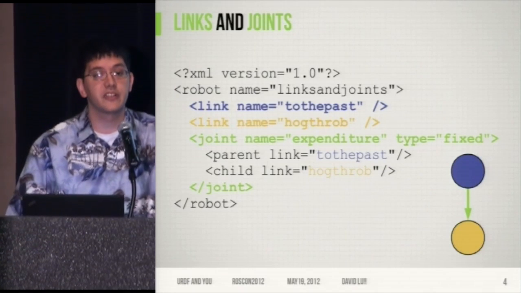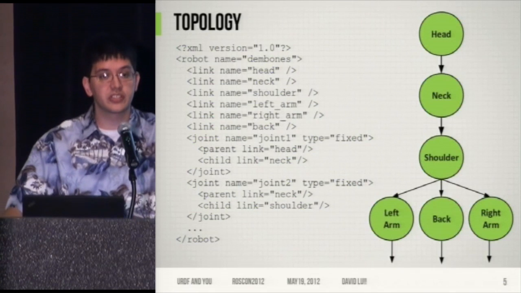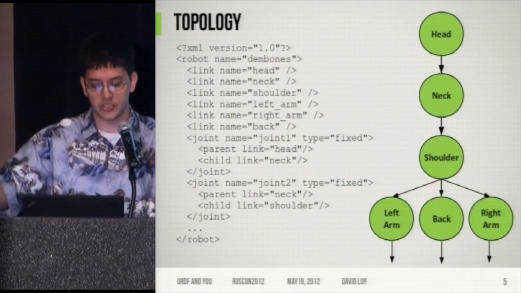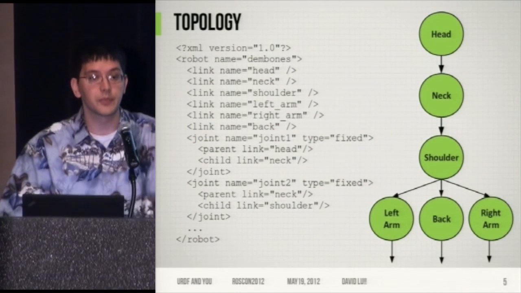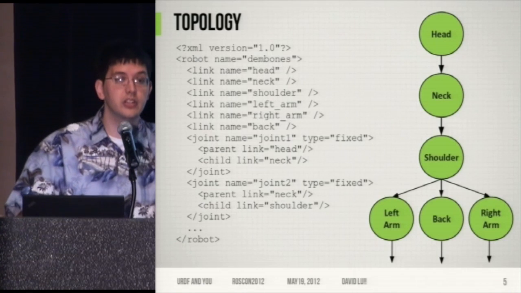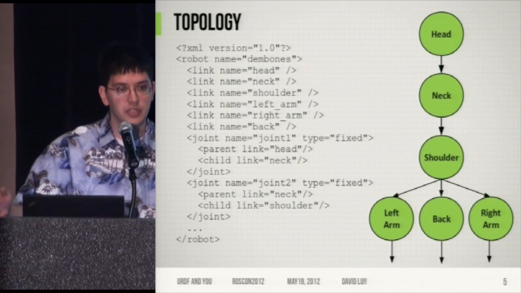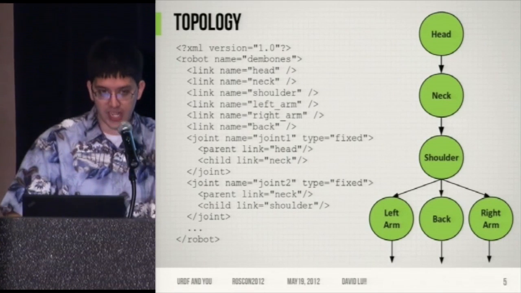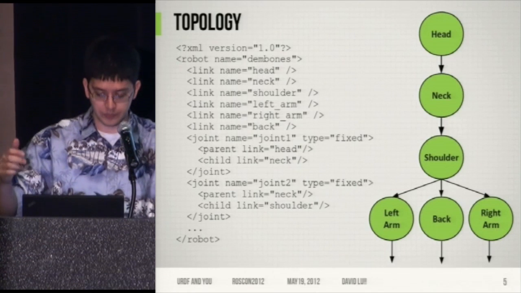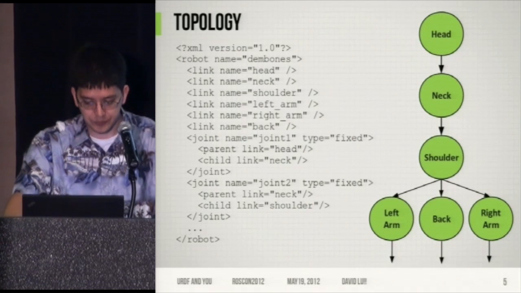With that, you can specify the topology of your robot, and so figure out what is connected to what. So the head bone's connected to the neck bone's connected to the shoulder bone's connected to the left arm, back, and right arm. And through this, you can create a tree structure. Every node, or every link, has exactly one parent. A node can have multiple children, and what this means is we get this tree structure where there is a root node that is the common ancestor of all the different links in your model.